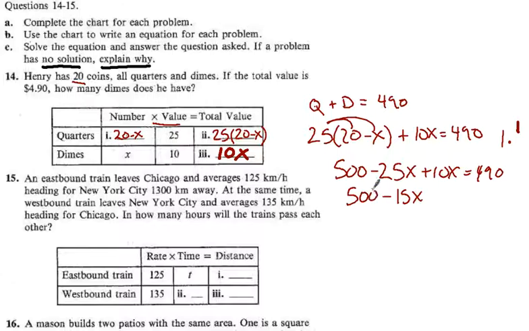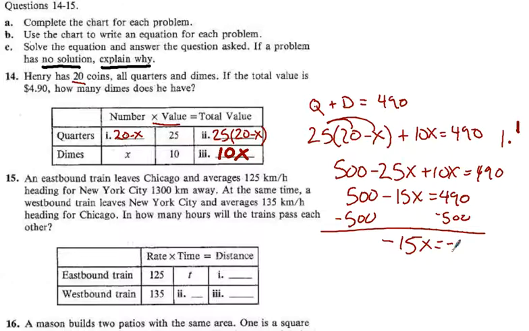I'm going to rewrite what I already have. So now I'm going to subtract 500 from both sides. So I have negative 15x is equal to negative 10. All right. So then I'm going to divide both sides by negative 15, and so I get x is equal to positive 2/3.